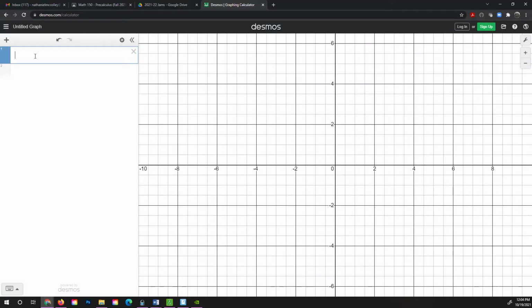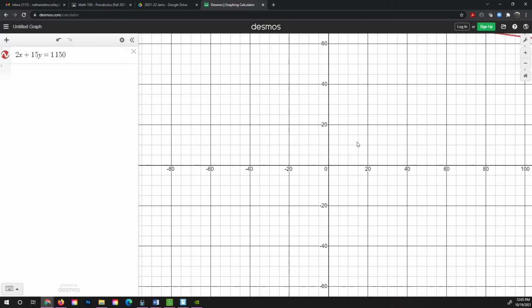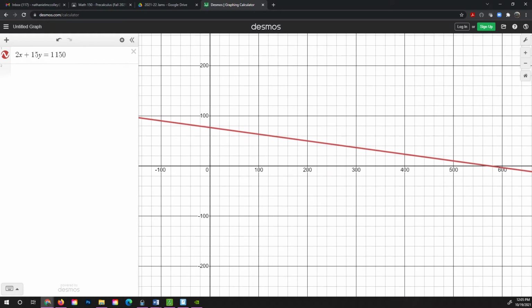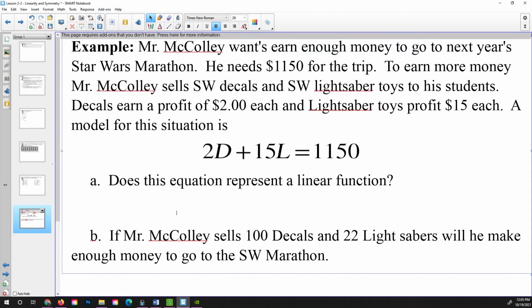So I'm going to type in 2x plus 15y equal to 1150. Now that's going to clearly be too big to fit into this particular window, but if I pull it out a little bit, we can clearly see that that is a linear equation. So if I go back here, I will say yes, this is a linear equation. If Mr. McCulley sells 100 decals and 22 lightsabers, will he make enough money to go to the Star Wars marathon?